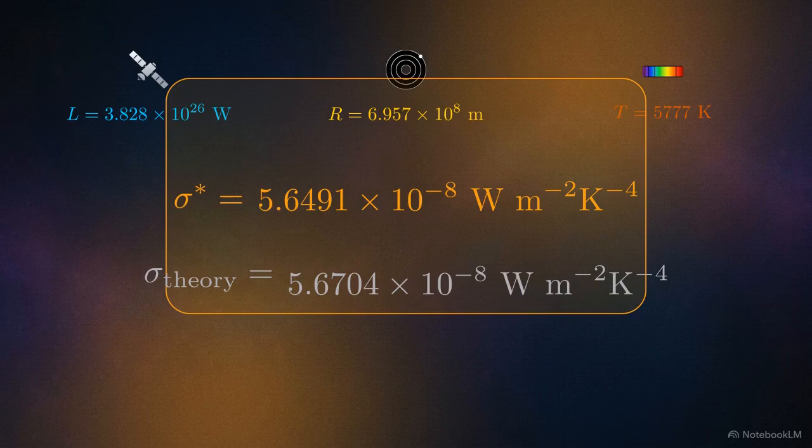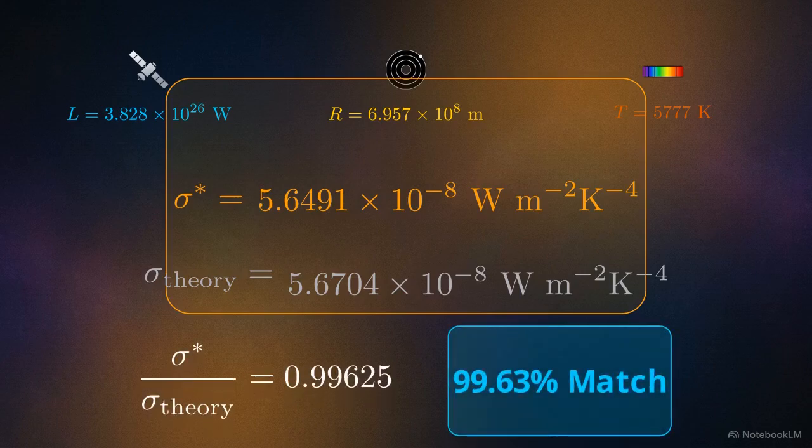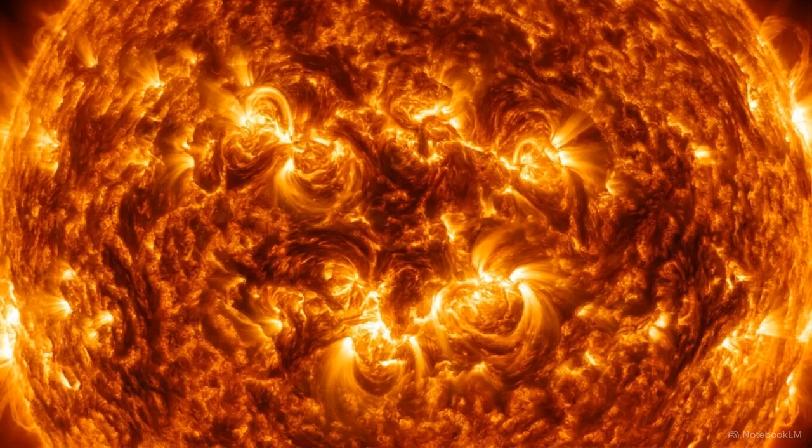Placed next to the theoretical ideal derived in laboratories, the independent measurements converge to a 99.63% match. A pristine mathematical abstraction, drafted on a chalkboard over a century ago, accurately dictates the physical output of a seething plasma sphere to within a fraction of a percent.